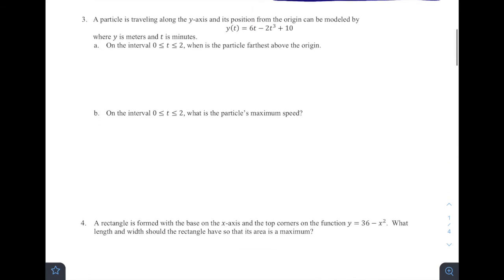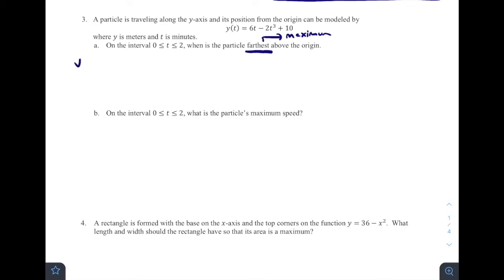Cool. Number 3, a particle is traveling along the y-axis and its position from the origin can be modeled by this equation. On the interval from 0 to 2, when is the particle farthest above the origin? So keyword, we're talking about farthest. This is essentially asking us to find a maximum. When is it the maximum for this? With that said, we know that maximums and minimums occur at critical values. So that's where the derivative is equal to 0 or it's undefined.